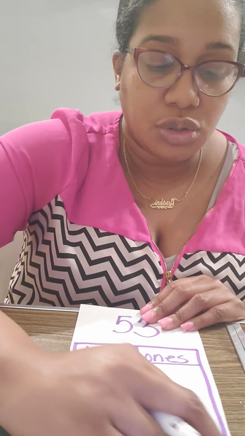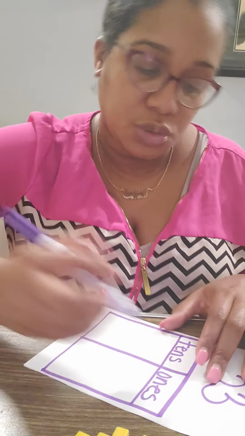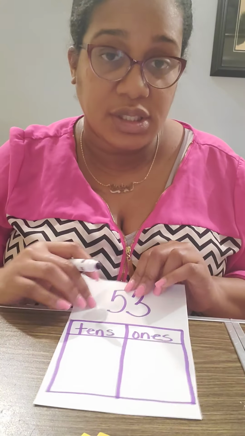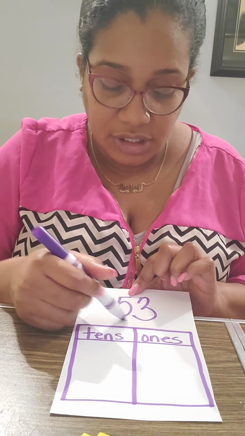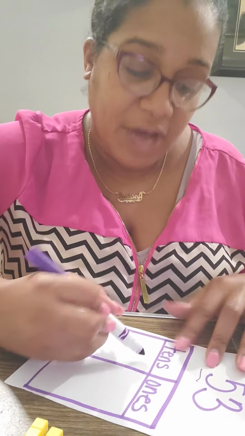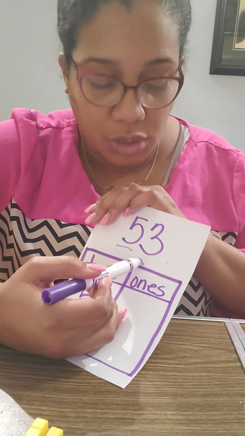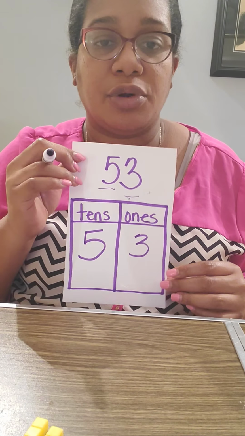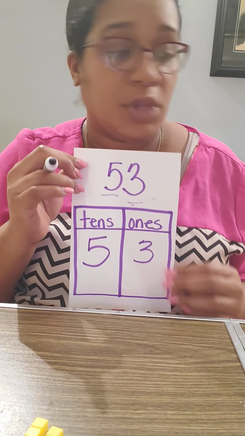So we're going to make sure that the numbers go in there as well. So if I have 5 here in the tens place, then that means I have 5 tens. If I have 3 here in the ones place, then that means I have 3 ones. I put that together and I get the number 53. All right.